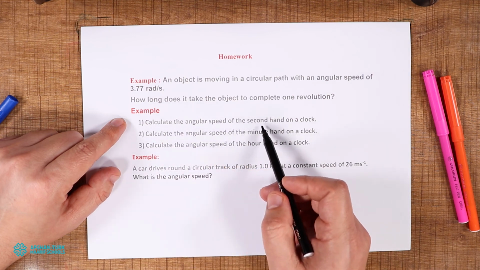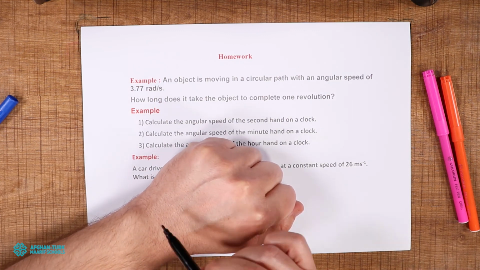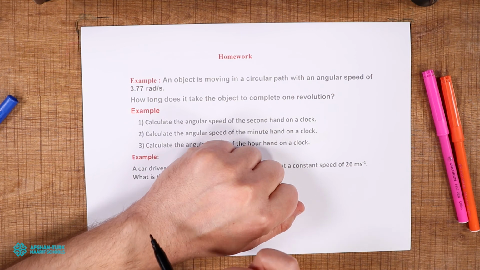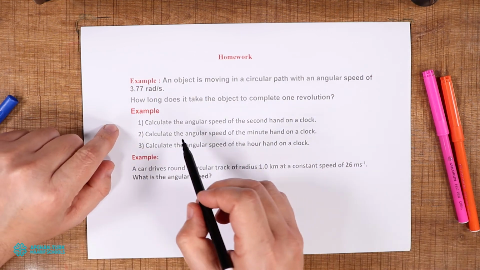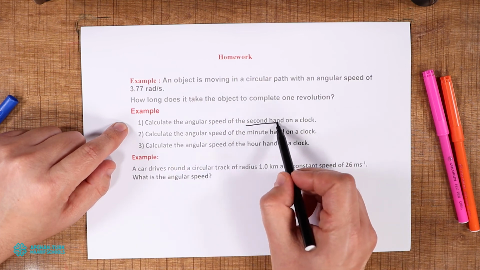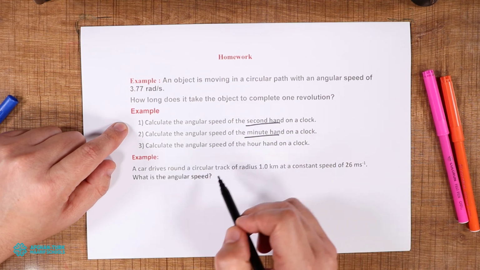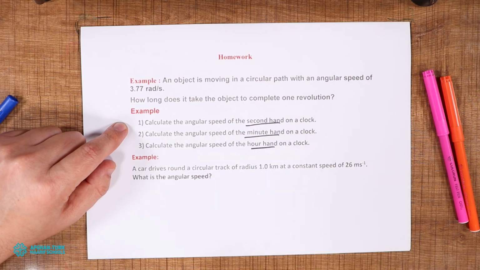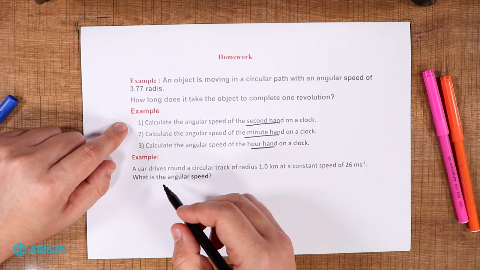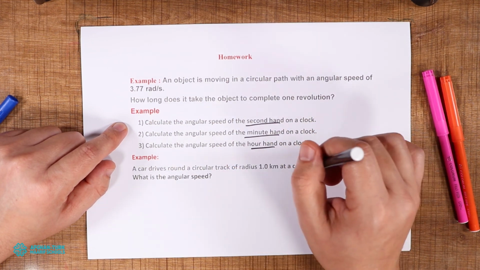Calculate the angular speed of the second hand of a clock. In the clock we have 3 different types of hands. The first one is the second hand, the second one is the minute hand, and the third one is the hour hand. So just find these 3 parts: the angular speed for the second hand, the minute hand, and the hour hand. You will find it's very simple. Just try and think about this. If you have some problem, then ask in your comments.